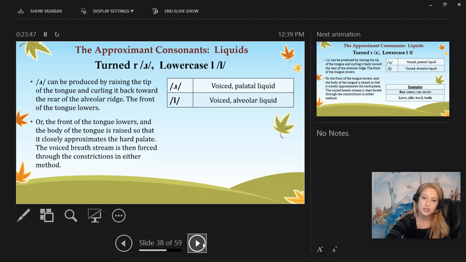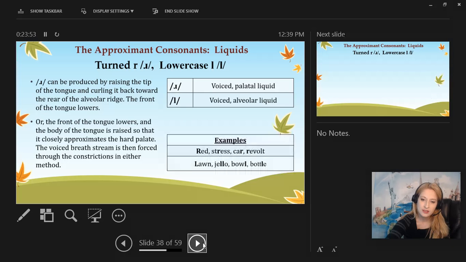So the turned r is a voiced palatal liquid, whereas the lowercase l is a voiced alveolar liquid. Some examples of the turned r: red, stress, car, revolt. And the lowercase l: lawn, jello, bowl, bottle.